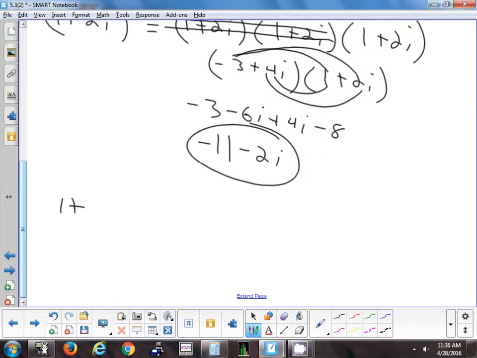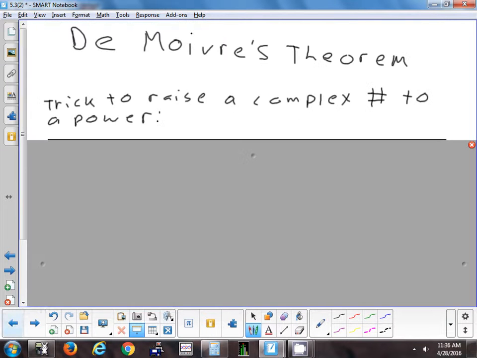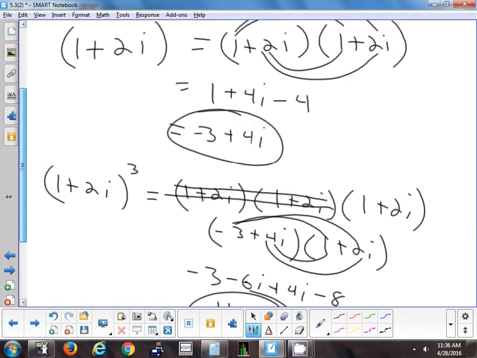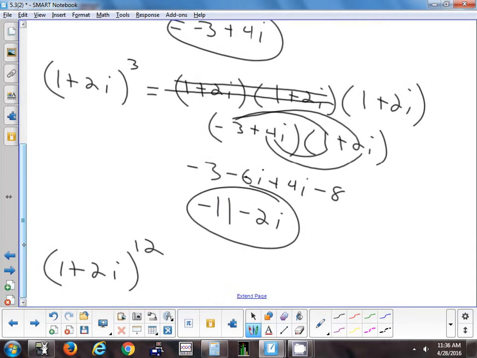Okay? Let's say I had something like this. All right, now to do that out, it's not hard, but it's going to take me a very long time, and the chances of me making a mistake somewhere are pretty good. Well, with this theorem, I can do this problem, that problem, or even that problem just as fast. It doesn't matter what you give me as an exponent. Okay, so I'm going to show you the trick to do this out faster.